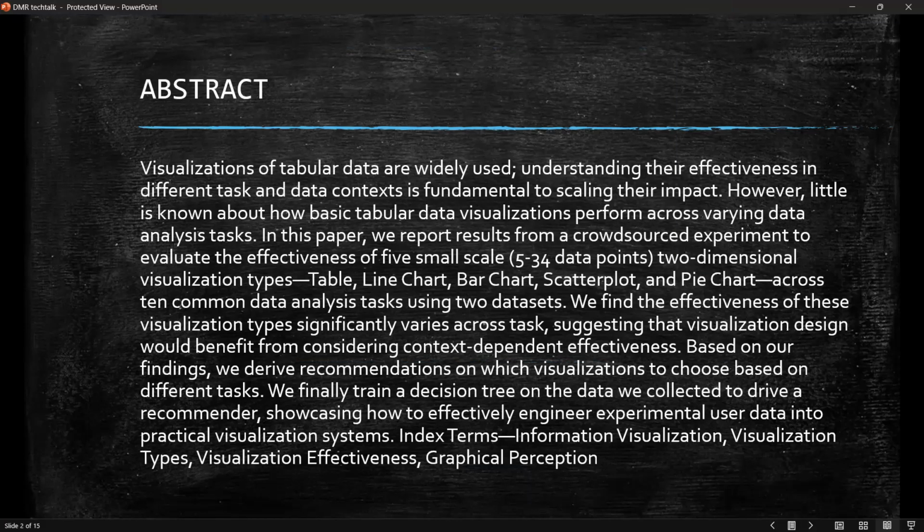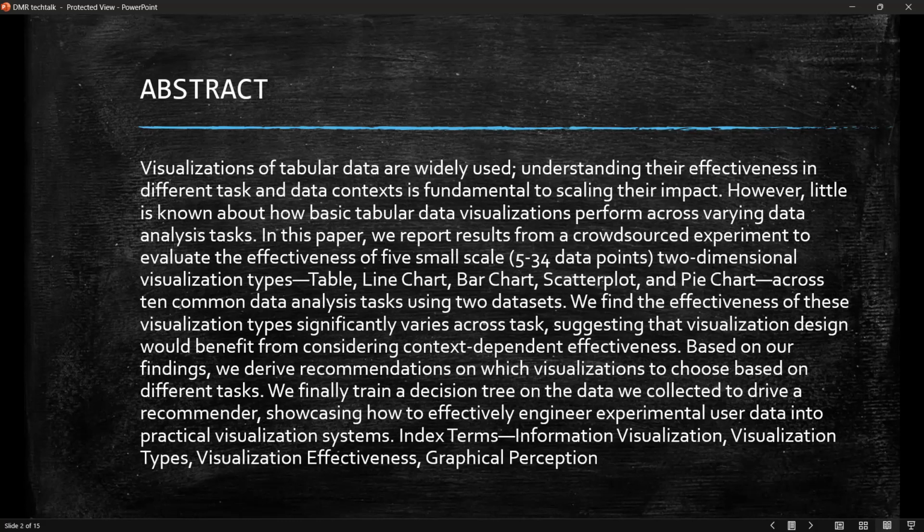In this paper, we report results from a crowdsourced experiment to evaluate the effectiveness of five small-scale (5 to 34 data points), two-dimensional visualization types: data table, line chart, bar chart, scatter plot, and pie chart. Across 10 common data analysis tasks using two datasets, we find the effectiveness of these visualization types significantly varies across tasks, suggesting that visualization design would benefit from considering context-dependent effectiveness based on our findings. We derive recommendations on which visualizations to choose based on different tasks.